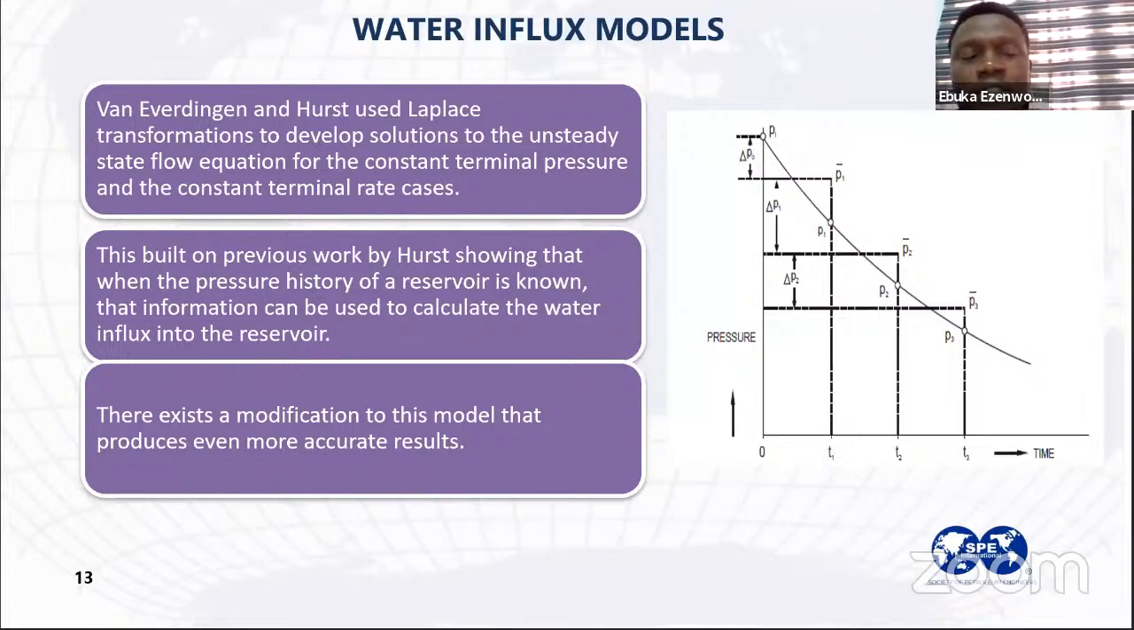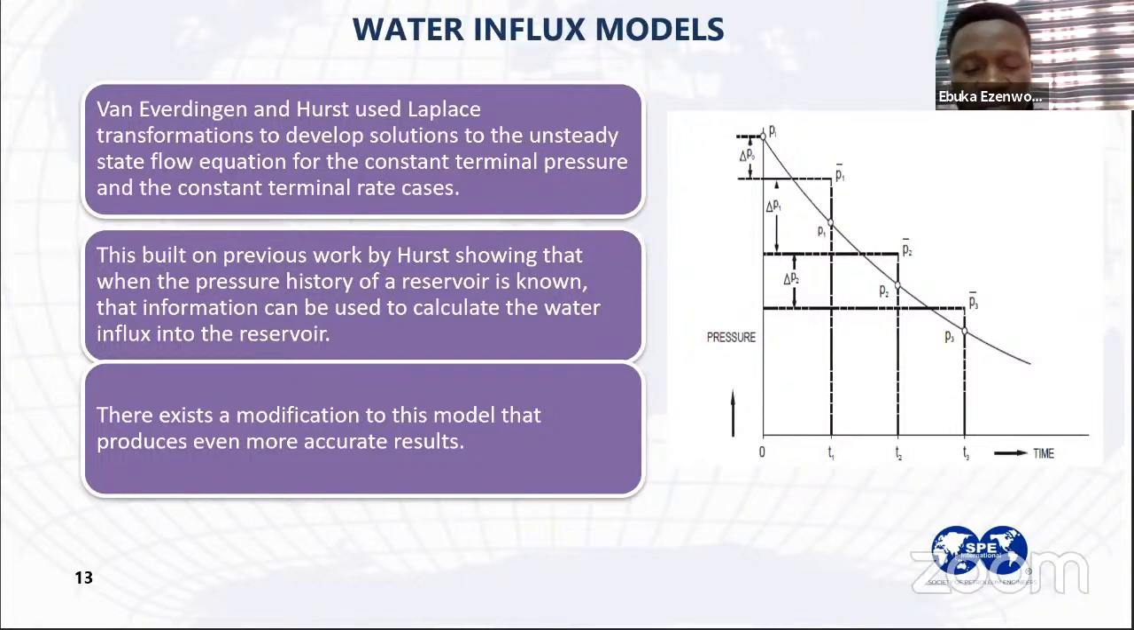So there's a modified version of this Hurst and Van Everdingen model, known as Hurst and Van Everdingen modified. But the difference between the normal Hurst and Van Everdingen model, the original, and the Hurst and Van Everdingen modified, is the way the pressure drop was calculated. On the right-hand side, you are going to see a chart that has two different depletion processes. The first one is more like a stepwise, where you have your P1, P1 bar, P2 bar, P3 bar. So it's a stepwise depletion.